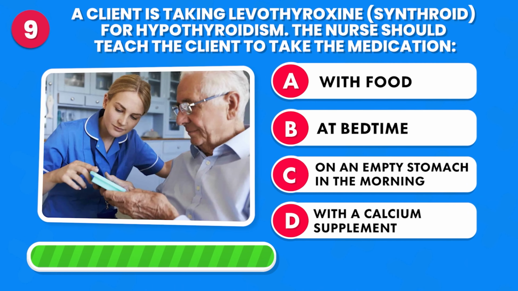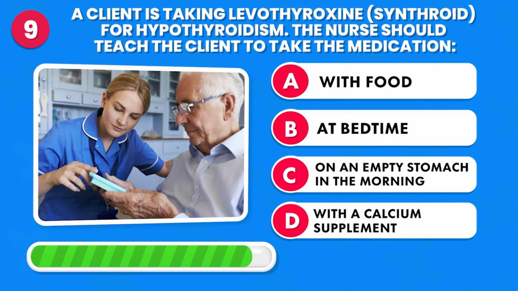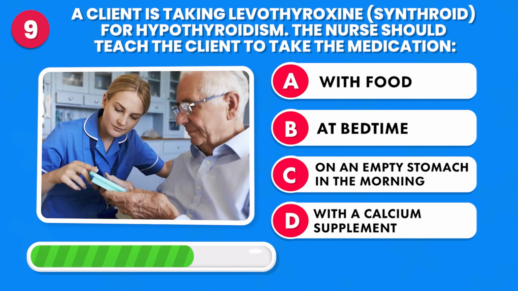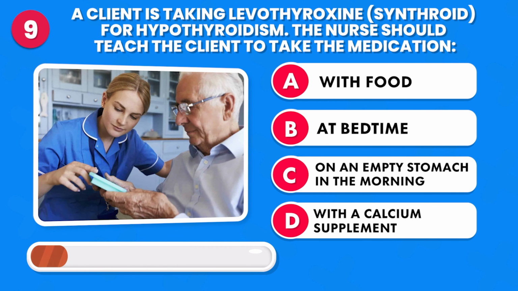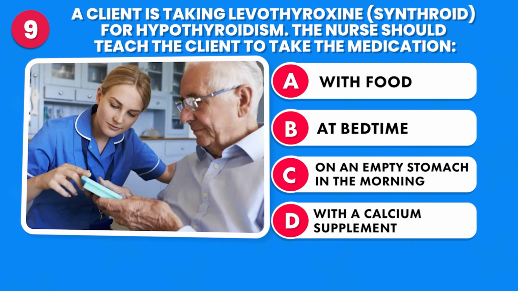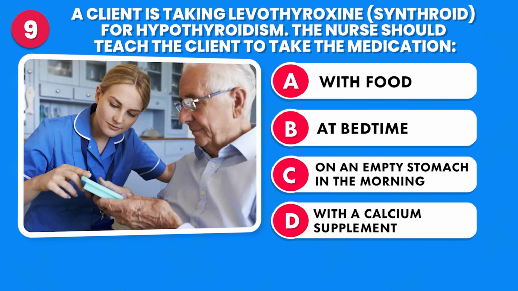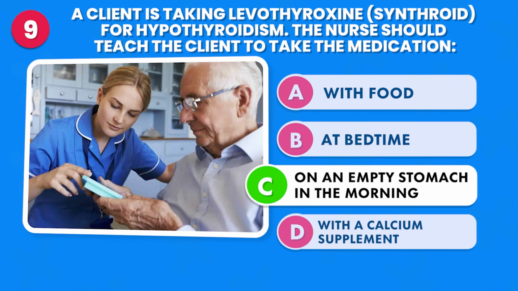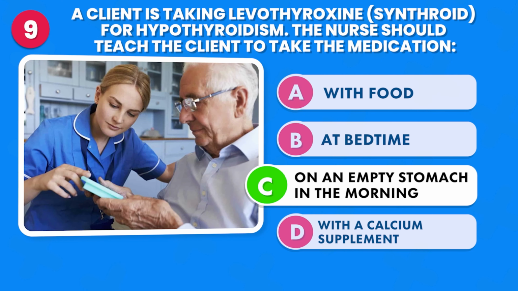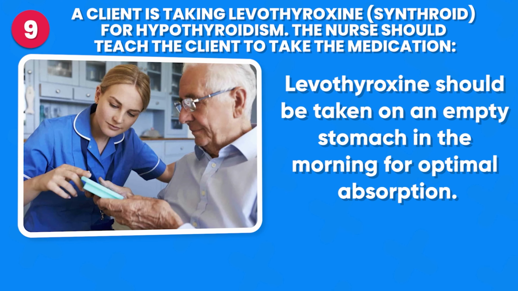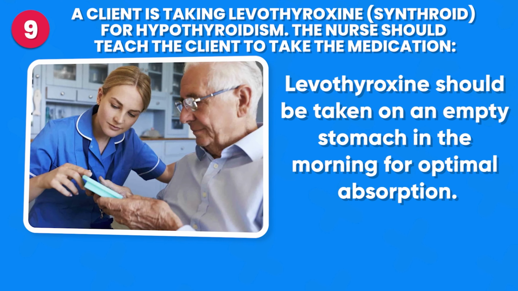A client is taking levothyroxine, Synthroid, for hypothyroidism. The nurse should teach the client to take the medication: A. With food. B. At bedtime. C. On an empty stomach in the morning. D. With a calcium supplement. It's C. On an empty stomach in the morning. Levothyroxine should be taken on an empty stomach in the morning for optimal absorption.